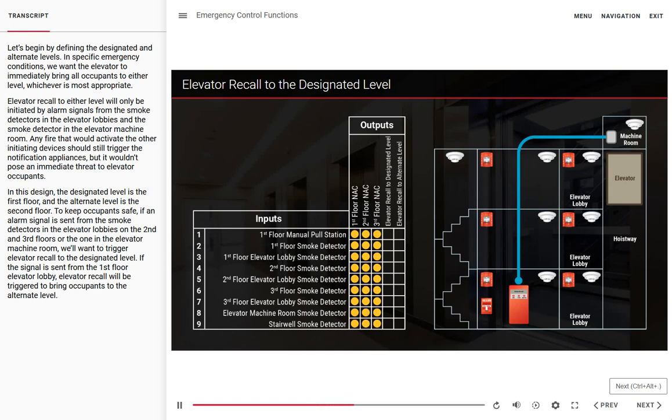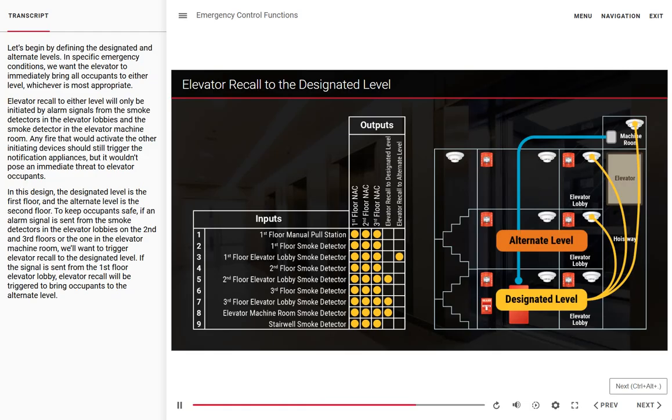In this design, the designated level is the first floor, and the alternate level is the second floor. To keep occupants safe, if an alarm signal is sent from the smoke detectors in the elevator lobbies on the second and third floors, or the one in the elevator machine room, we'll want to trigger elevator recall to the designated level. If the signal is sent from the first floor elevator lobby, elevator recall will be triggered to bring occupants to the alternate level.